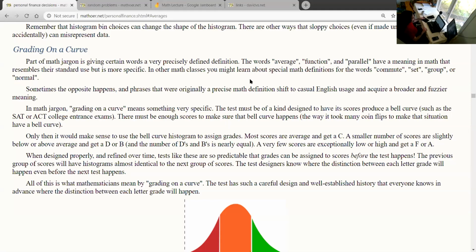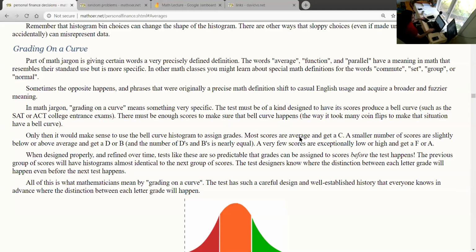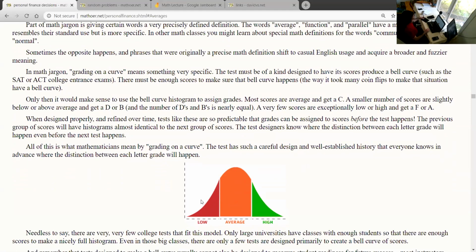What it means is that I have given a test so often that I know it will make a bell curve. I have enough people that take the test that we can avoid the too few sample problem, and I know what will make a bell curve. So something like the SAT can do this.